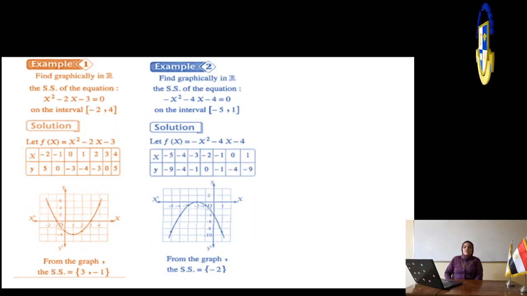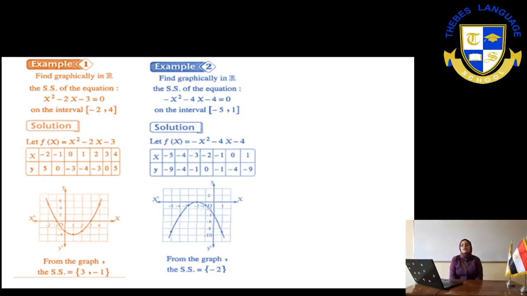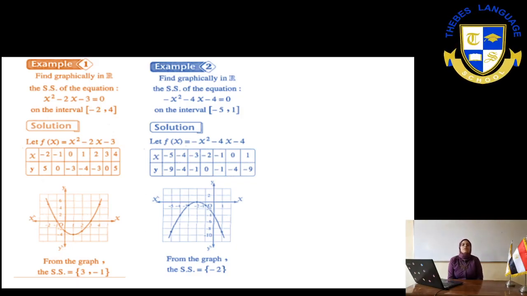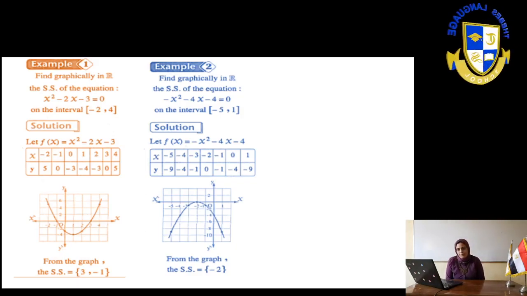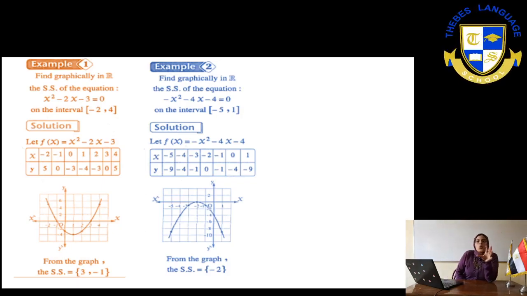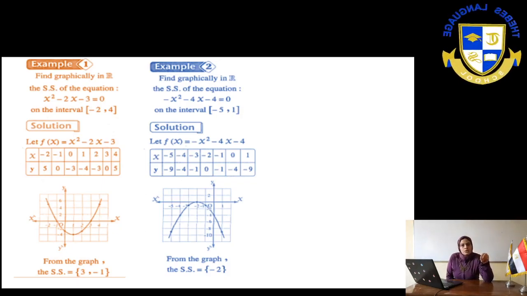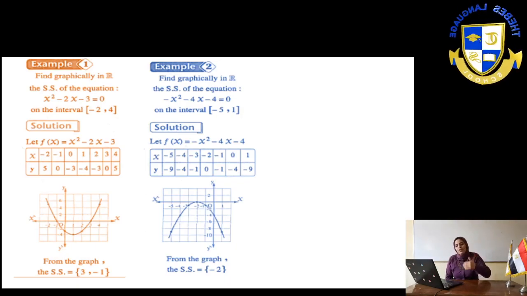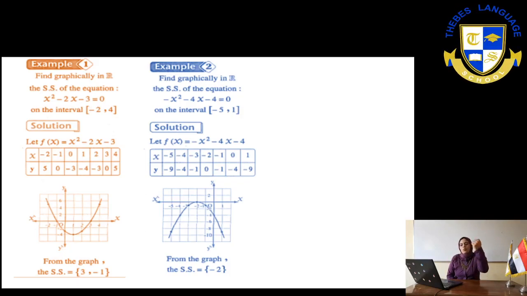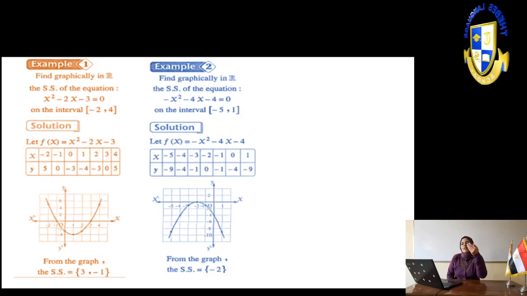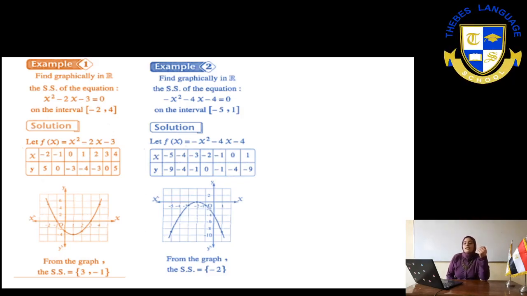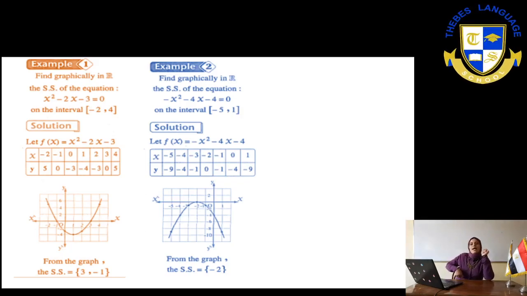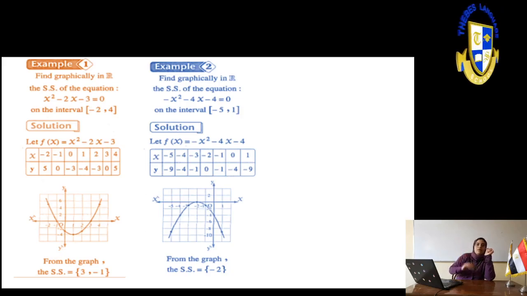Example number 1. Find graphically in R the solution set of the equation x power 2 minus 2x minus 3 equals 0 on the interval [-2, 4]. We will use all the points from -2 till 4 in x to find the values of y. As we see, (-2, 5), (-1, 0), (0, -3), (1, -4), (2, -3), (3, 0), (4, 5). Represent these points on the graph, then join them by hand to have the curve as you see in the first example.